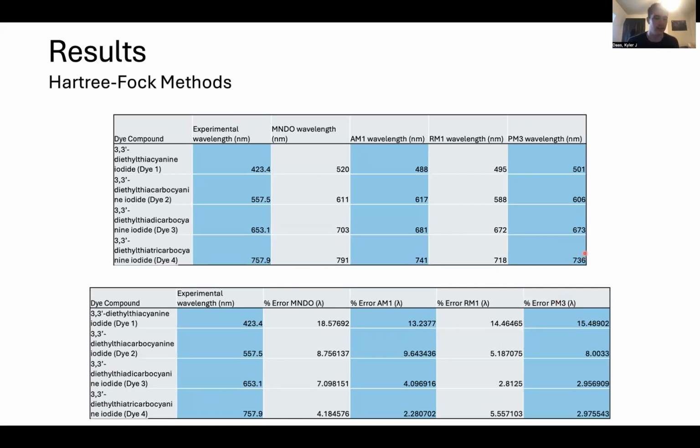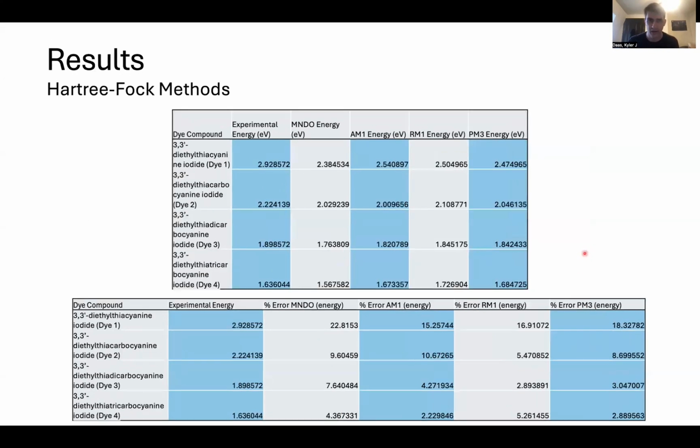But I'm going to move on to the energies, as I feel like that's what is more important. So here are the experimental energies as predicted by these molecular modeling theoretical calculations. So here are the energies for each method for each dye, and then the associated percent errors for each method for each dye.